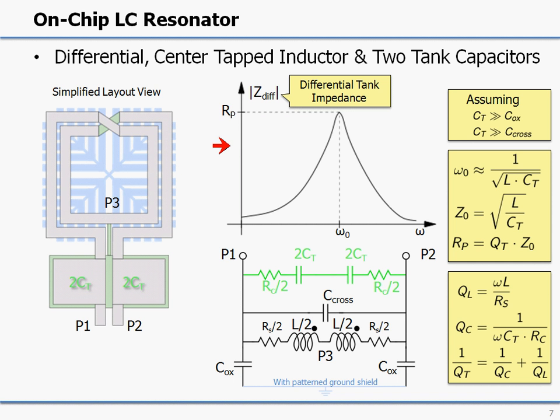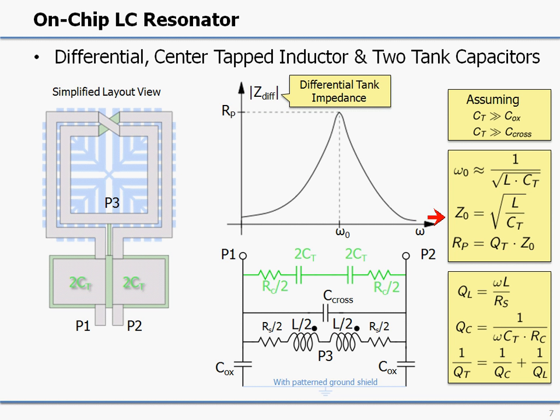The impedance will peak around the resonance frequency, which is given on the right here as 1 over the square root of L times C. At resonance, we see an equivalently resistive impedance of the tank. That is given by Q times the characteristic impedance of the tank, and the characteristic impedance is given by the square root of L over C.